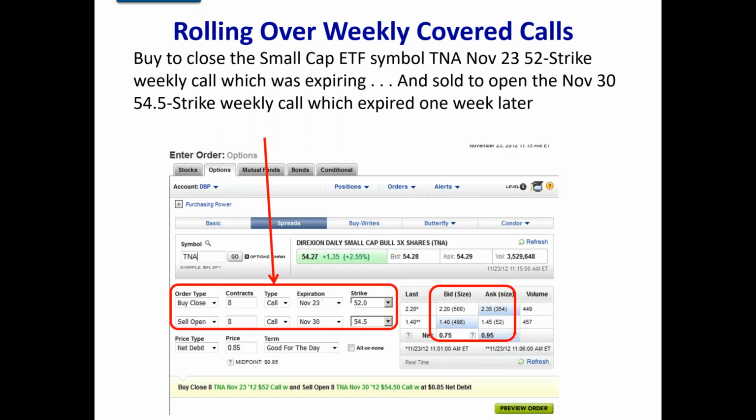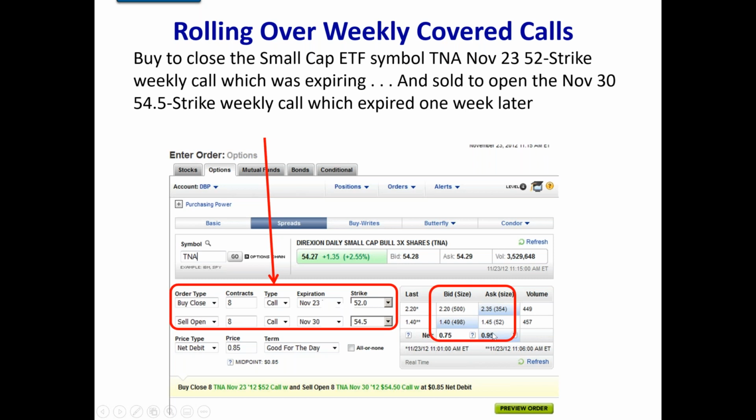So now here's an example. This is for small cap ETF, symbol TNA. We had 800 shares in our account. So we closed out the expiring November 23rd, 52 strike call, and then we sold to open the November 30th, 54.5 strike call. So the November 30th was the new weekly call, and the bid and ask price on this spread, this rollover, was 75 bid, 95 ask.